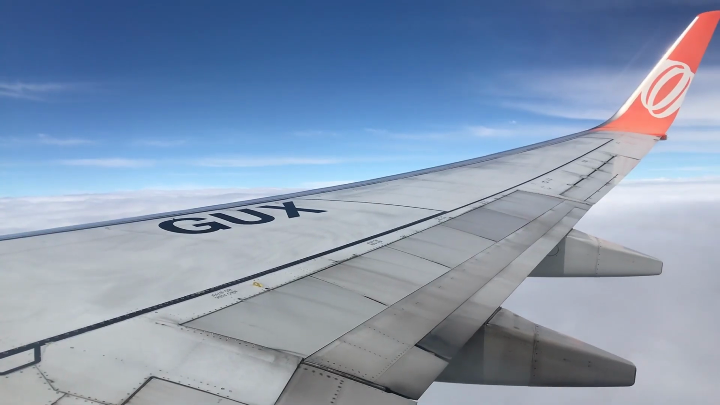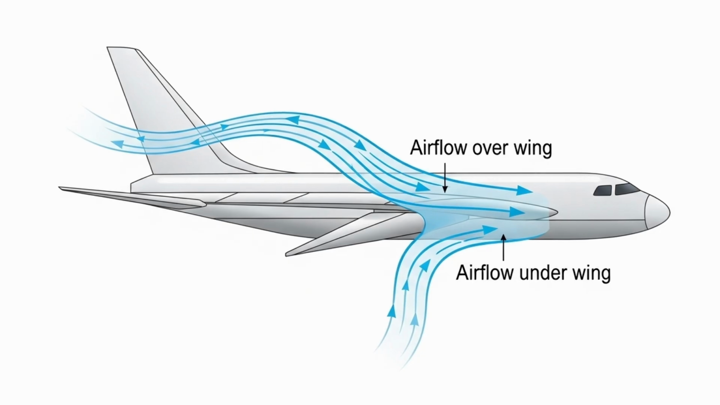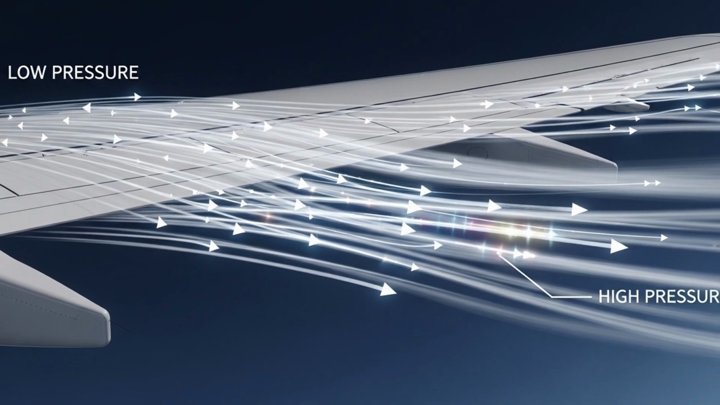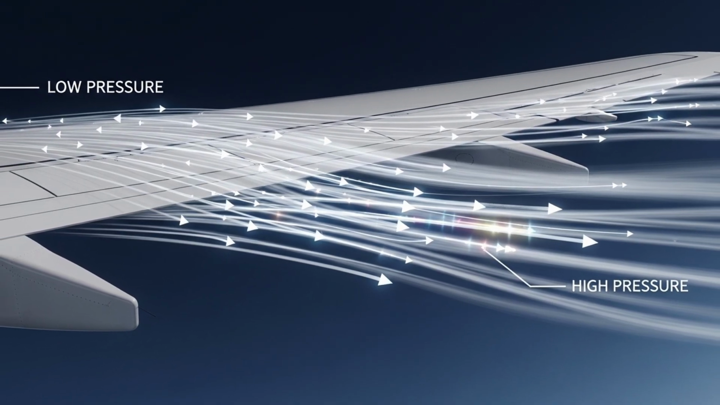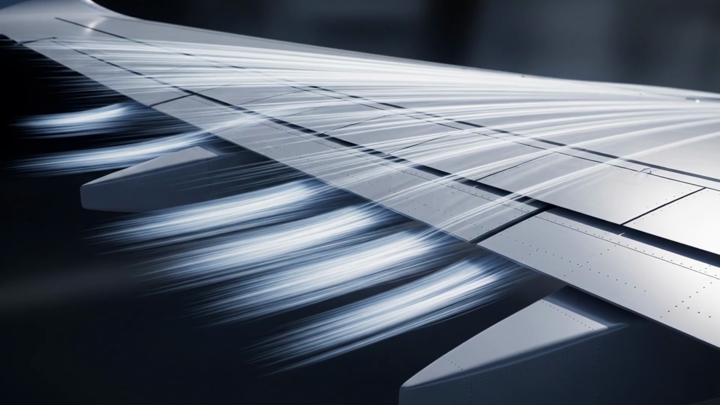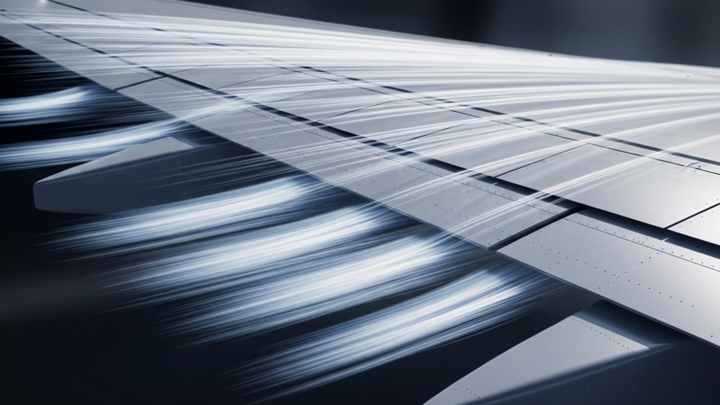Here's what happens when air meets that wing. As the plane moves forward, air flows over the wing and under the wing at the same time. The air going over the top has a longer path to travel because of that curve. The air going under takes the shorter, flatter route. To cover that longer distance in the same amount of time, the air on top has to move faster.